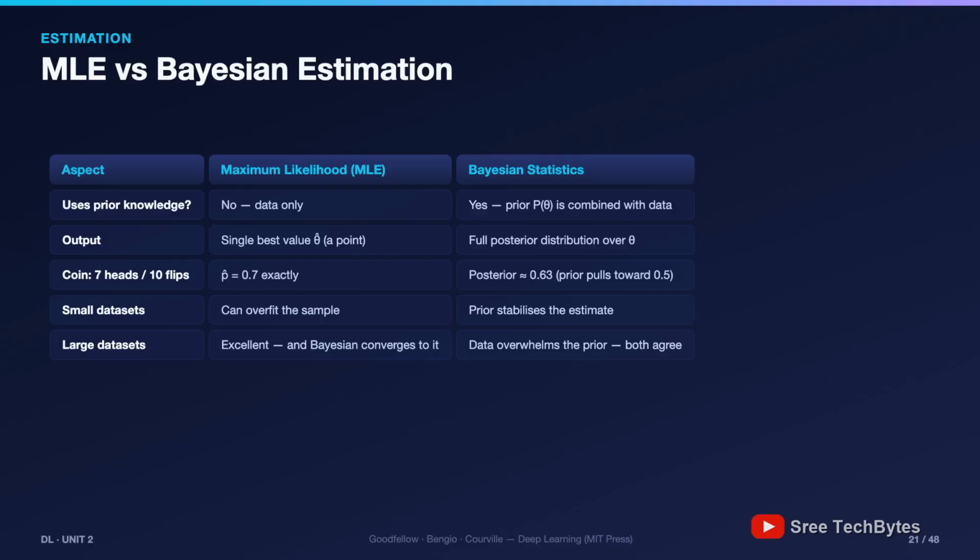So which is better? Wrong question. With lots of data, they agree. With scarce data, priors help. And a lovely secret connecting to Unit 3: L2 regularization is mathematically a Gaussian prior on the weights. Bayesian thinking hides inside ordinary training.